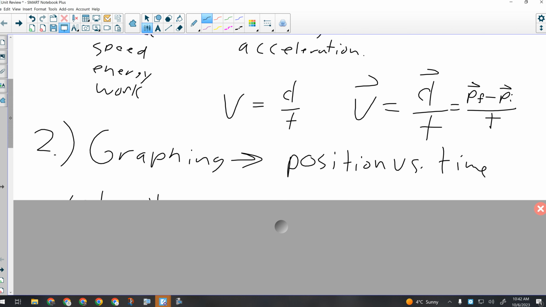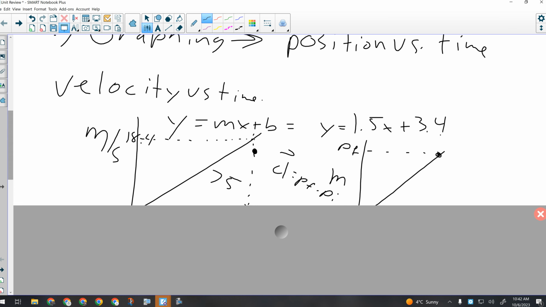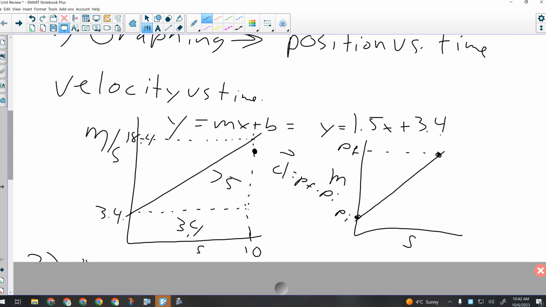Okay, so if we're reviewing that, position versus time, velocity versus time, you're probably going to get something like this on there, where you've got the equation for the line. If I give you the graph and I want you to use the equation for the line, I will give you the equation for the line. If I give you the equation for the line, I want you to use it. Have I been specific enough about that? Don't go do something else. If I give you the equation for the line, I mean for you to use it.